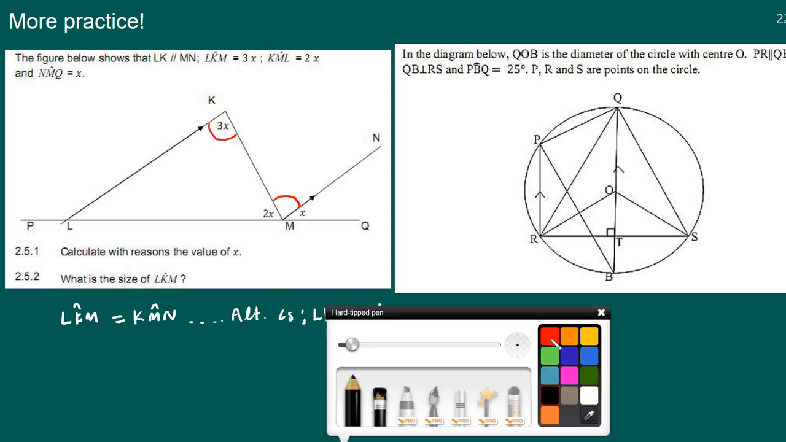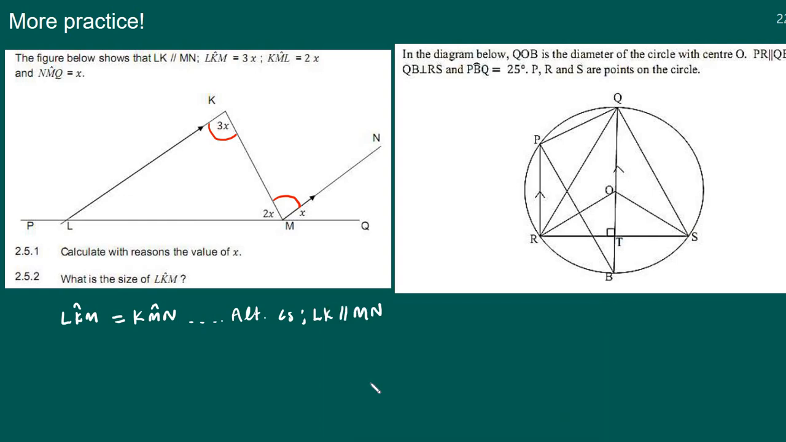Okay, I see two more angles. Which ones are they? I see corresponding and co-interior. Which ones would be corresponding? KLM and NMQ. Great stuff. They do form an F shape. Look at them, they form a nice F shape there. Good stuff. Those are corresponding. Let me just jot them down. Then you can continue.